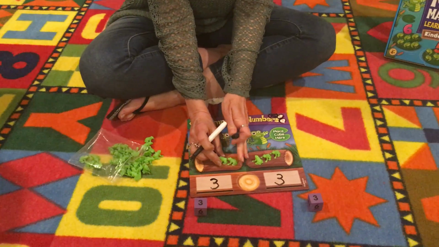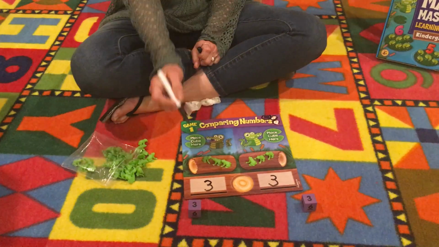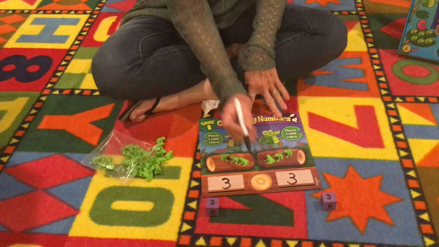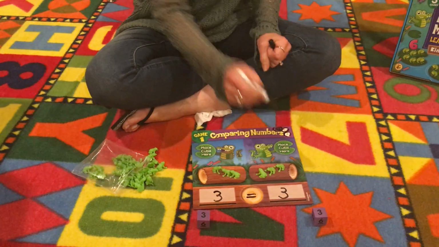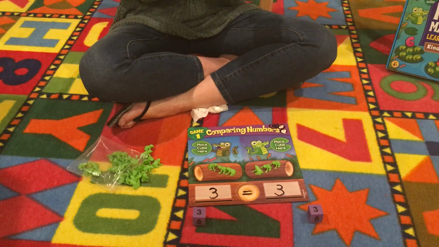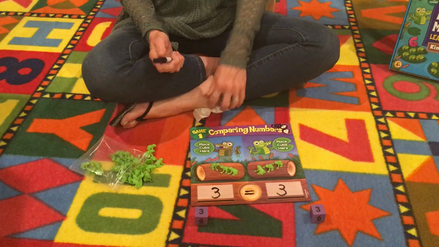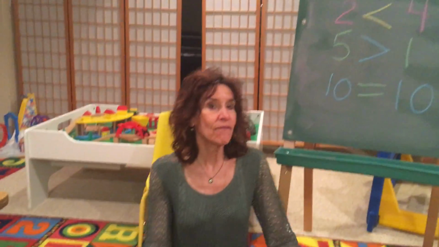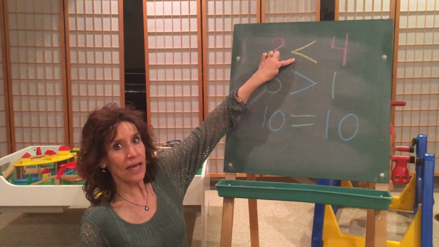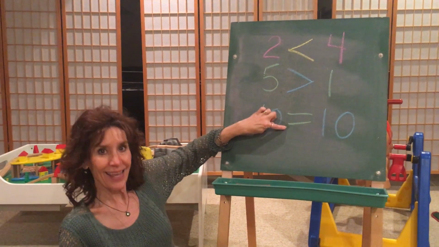And that looks pretty much the same, doesn't it? And we can see that 3 is the same as 3, and that sign looks like this. 3 equals 3. One of them is not greater and less than the other. So that's about it for our game today for less than and greater than and equals.